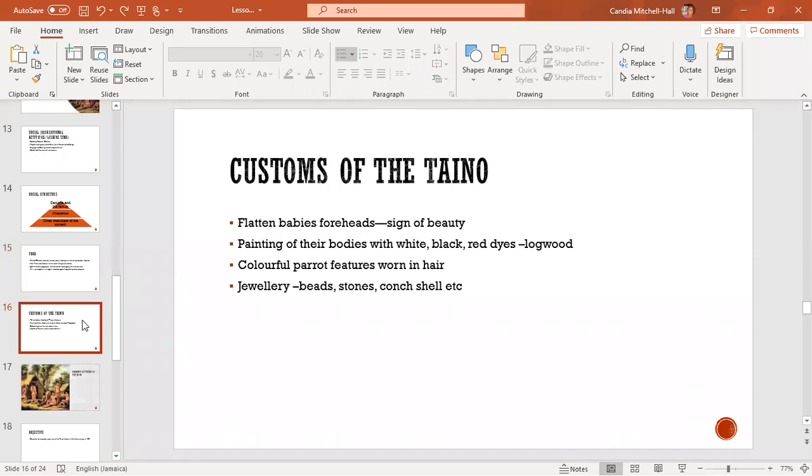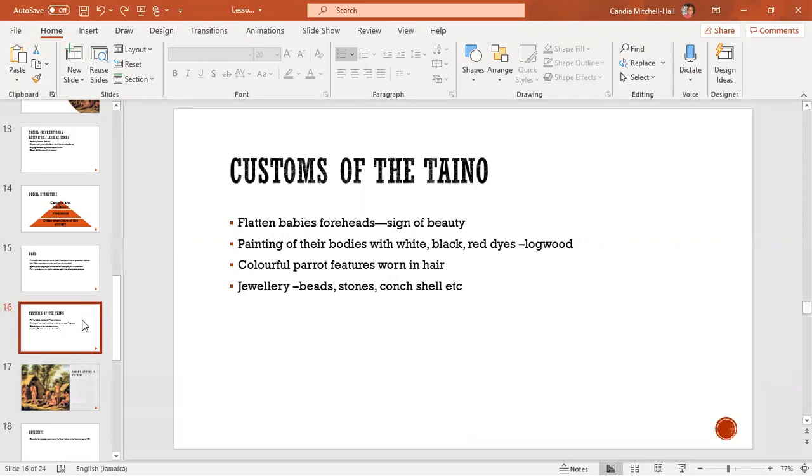And the last one, ladies, is that the Tainos had certain customs. So they flattened the baby's head between two boards as a sign of beauty. They also painted their bodies with dye. The dye usually comes from a wood, so they boil the logwood to get the dye. They also wore feathers, the colorful parrot feathers in their hair, most of the females, and they wore jewelry made from beads, stones, and the conch shell. The cacique and his family usually wore the most gold and bronze. So not everybody in the society wore gold, but the cacique wore the gold.